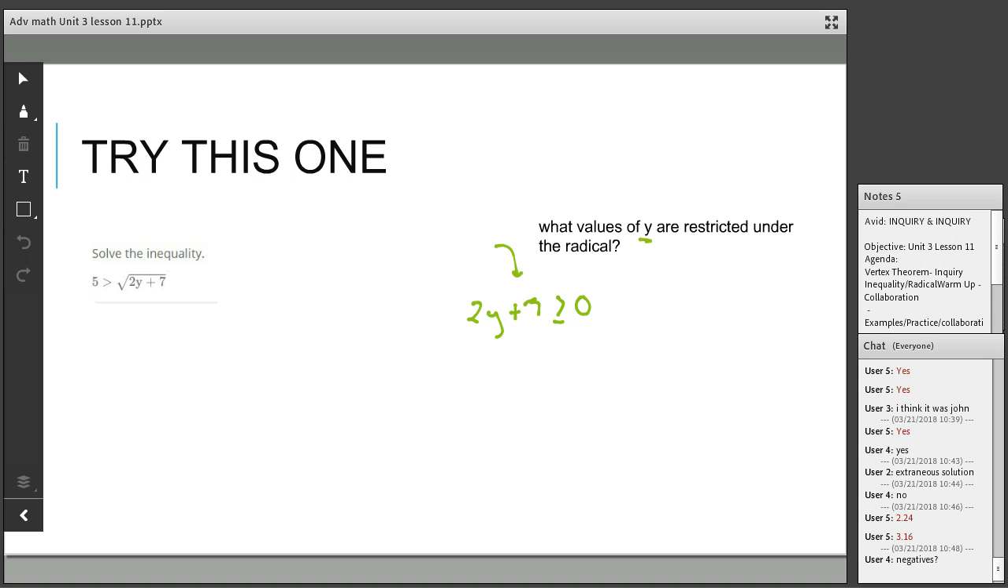Let's go ahead and solve this inequality. Get a positive y by itself. Somebody just go ahead and simplify that inequality. 2y plus 7 must be greater than or equal to 0. So how do we get y all by itself in that inequality?